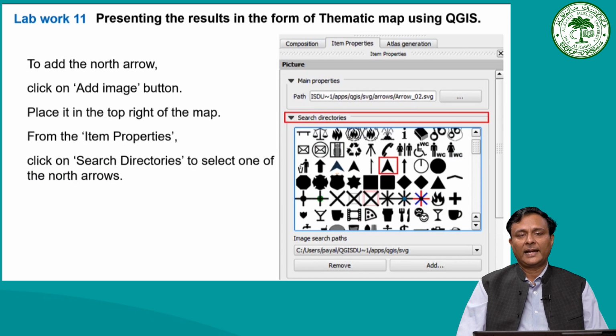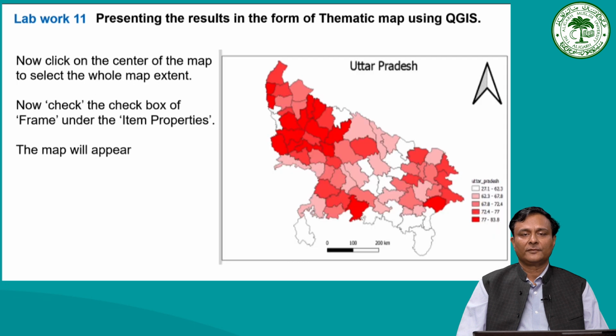Then you can add the north symbol, so that is also possible. You can do it. And then again, in item properties, you can change the type of north symbol which you want to display for the orientation of the map, and that would appear like this. The map would be appearing like this. Here it is the legend, you can change it. Here is the scale, you can modify it to your liking. Here it is north, you can change the size, style, all of them can be changed. Now it is Uttar Pradesh.